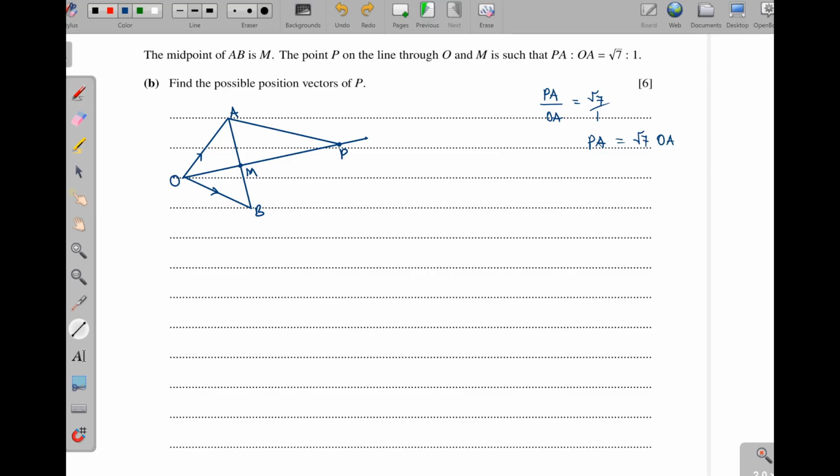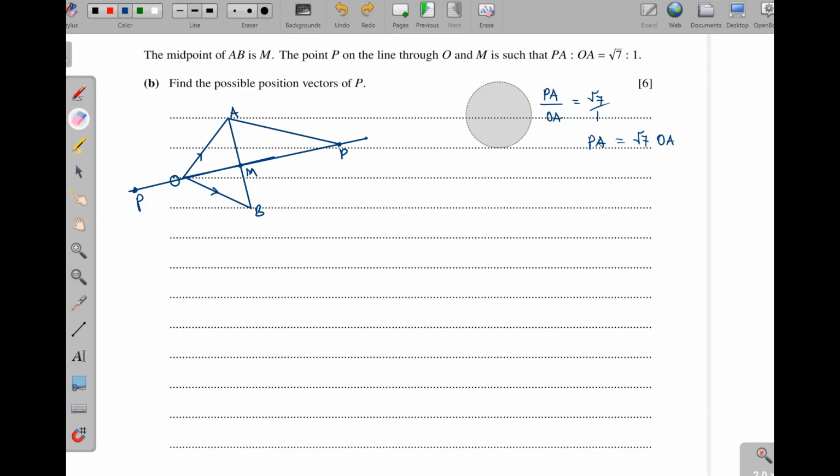P can also be that side, because this line here is just through O and M. So P can be anywhere. It can even be this side, so that this PA is greater than OA. You see, something like that, in those different positions. So that is that.